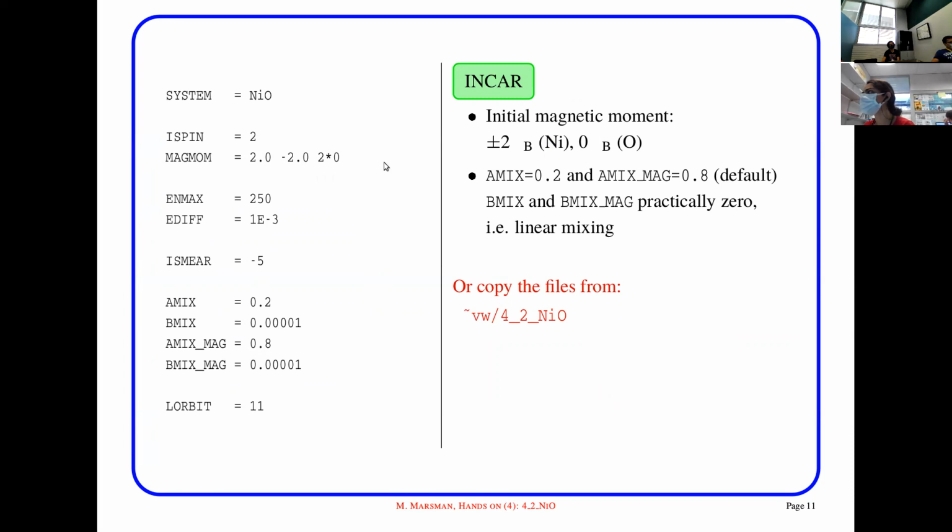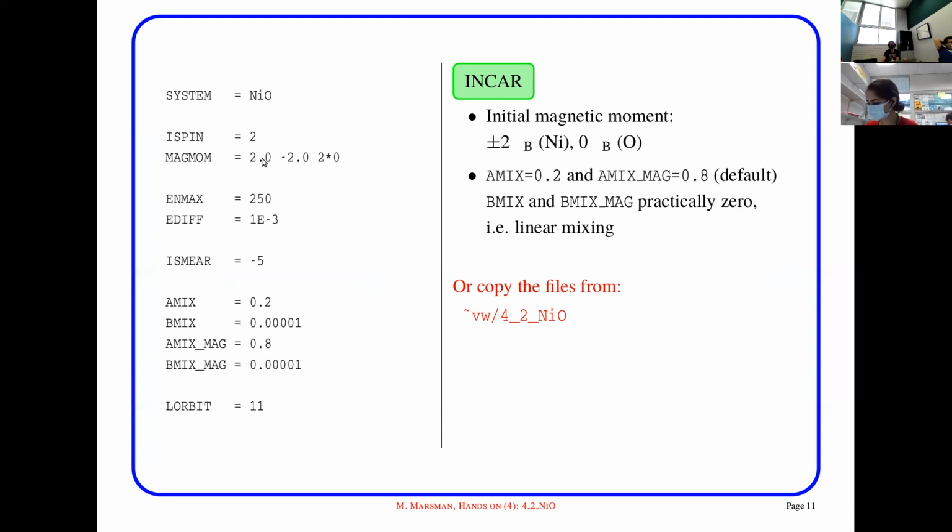You will see that this is a different way than before. Before we just had 1.0 and that was all. Here we have 2, minus 2, and 2 per 0. What does it mean? Whenever the magnetic moments are different for each atom, you need to explicitly put them. So this is the initial guess for the magnetic moment for nickel 1 atom. Minus 2 is the initial guess for the magnetic moment for nickel 2 atom, and oxygen doesn't have any magnetic moment, so 2 atoms of oxygen per 0 magnetic moment, okay?